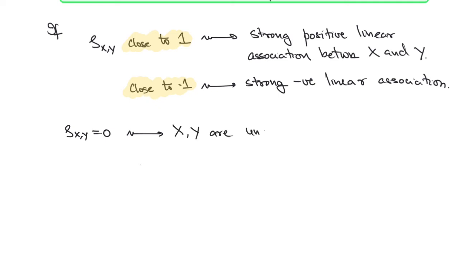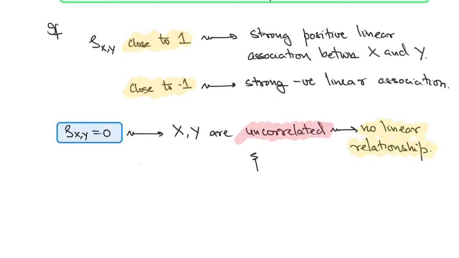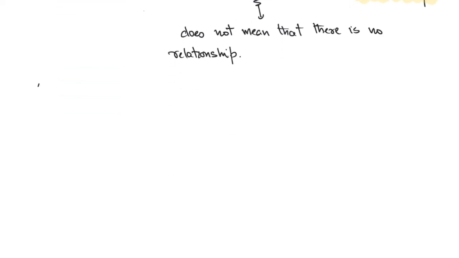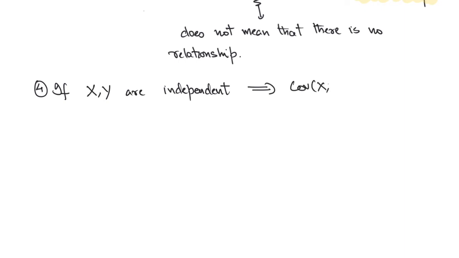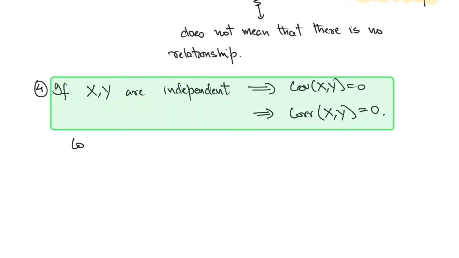If the correlation coefficient is 0, we will say that the random variables x and y are uncorrelated. That is to say that there is no linear relationship. Note that this does not mean that there is no relationship. There can be a relationship which is non-linear in nature. If x and y are independent random variables, the covariance of x and y is going to be equal to 0, and as a result, the correlation coefficient of x and y is going to be 0.